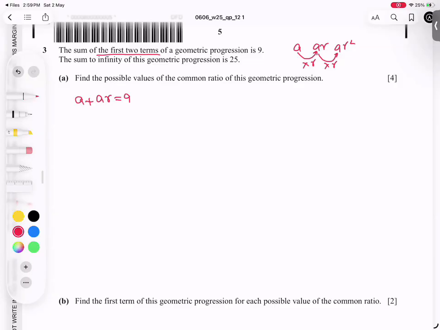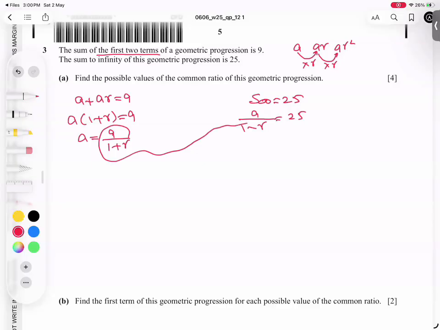And the sum of infinity is 25. So I'm writing here sum of infinity is equal to 25. First of all, what is the infinity formula? A over 1 minus r equals 25. So what I can do here, students, I can take A common from here: A times (1 plus r) is equal to 9. And the A value is becoming 9 over 1 plus r. This value I'm going to plug in here. But the problem is only here.